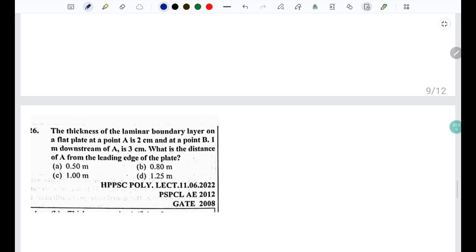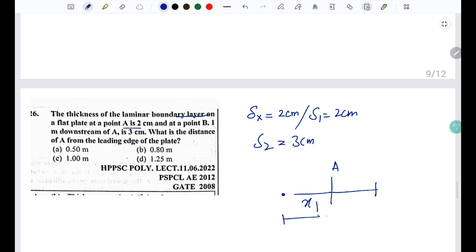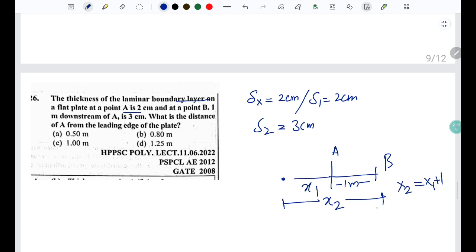The next question asks: the thickness of the laminar boundary layer on the flat plate at point A, that is delta 1, has been given to us as 2 cm, and delta 2 is given to us as 3 cm, and they are asking what is the distance of A. So let us say if A was the point here, it was x1, and we have another point x2 at 1 meter, that is x2 is x1 plus 1, or we may write x and x plus 1 as A and B.